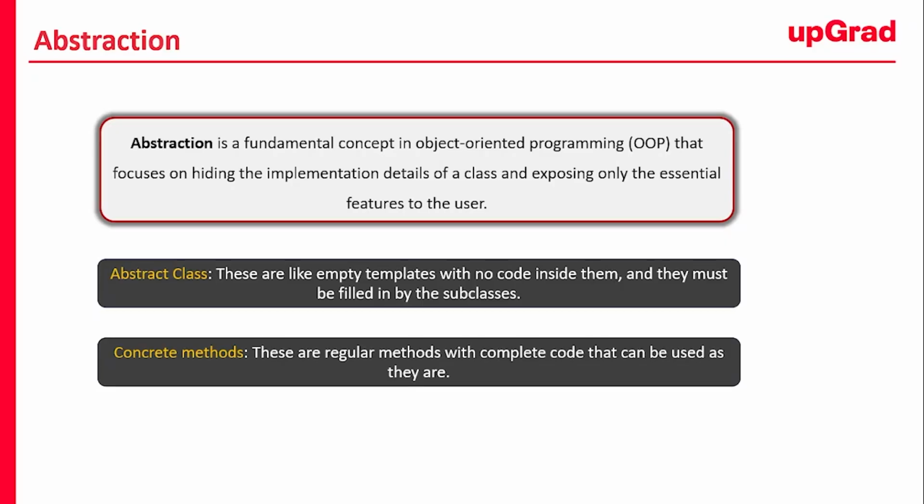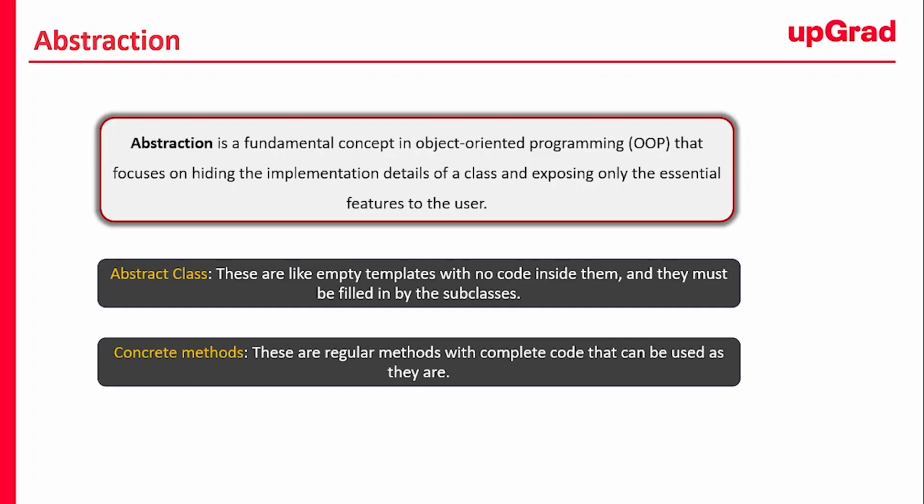All right. Now, abstraction can be achieved in Java through abstract class and interfaces. An abstract class is a special type of class that you cannot create objects from. It can have two types of methods. First, abstract methods. These are like empty templates with no code inside them, and they must be implemented by the subclasses. Whereas concrete methods, these are regular methods with complete code that can be used as they are.